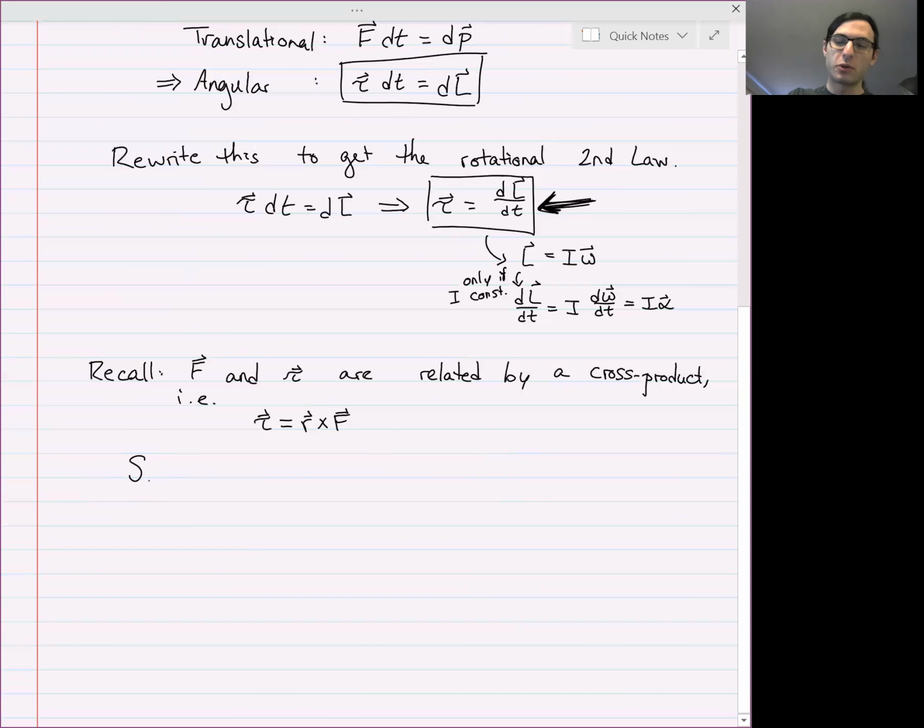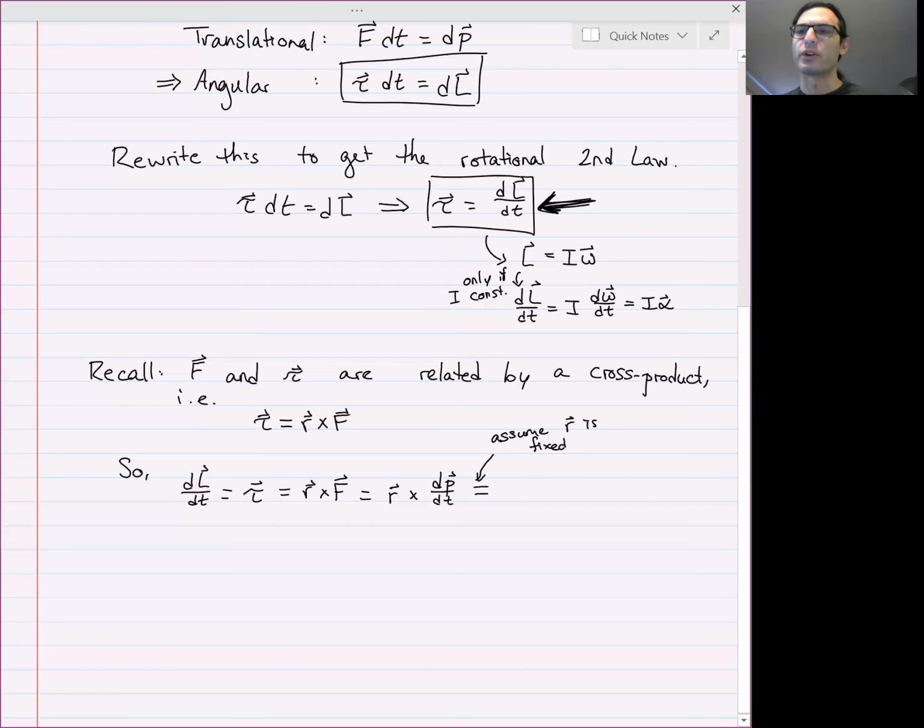So what can we do with that? Well, we have dL/dt. That should be equal to torque. That's what we just showed. But torque is equal to r cross F. So this could be written as r cross dp/dt. And for this equality that I'm about to do, assume r is fixed.